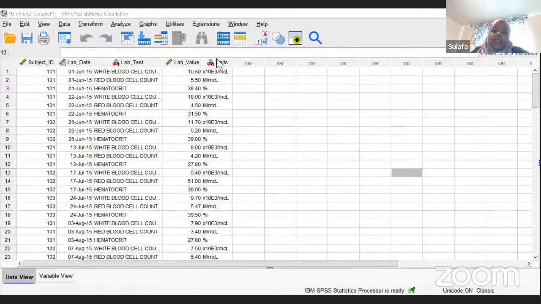So now this is the table, the result, and as I mentioned before, you will see the statistics you chose.